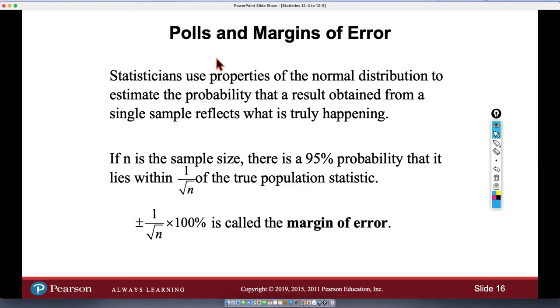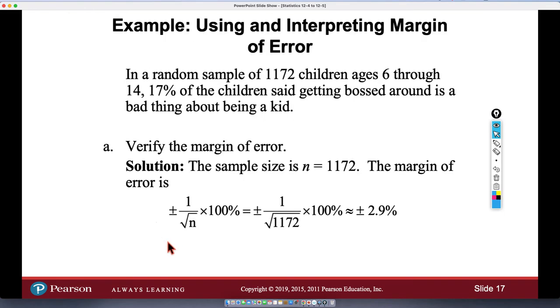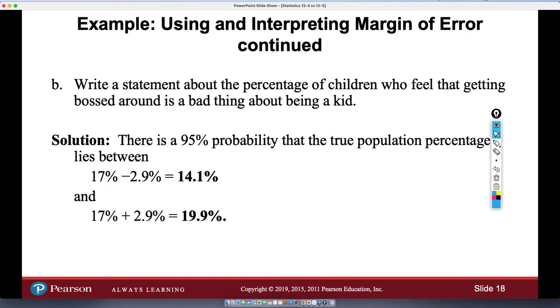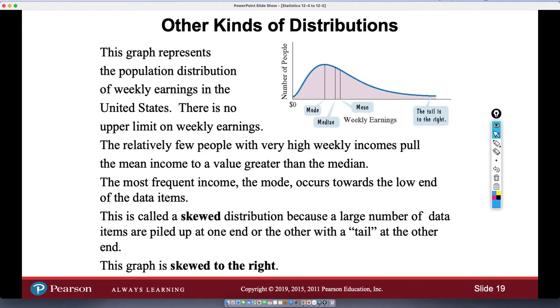They also can use this as a margin of error, so you plus or minus a percentile, but we won't get into that. We don't have to calculate those things. And just to let you know that the normal distribution isn't the only type. There's also these other kinds. This is a skewed distribution.